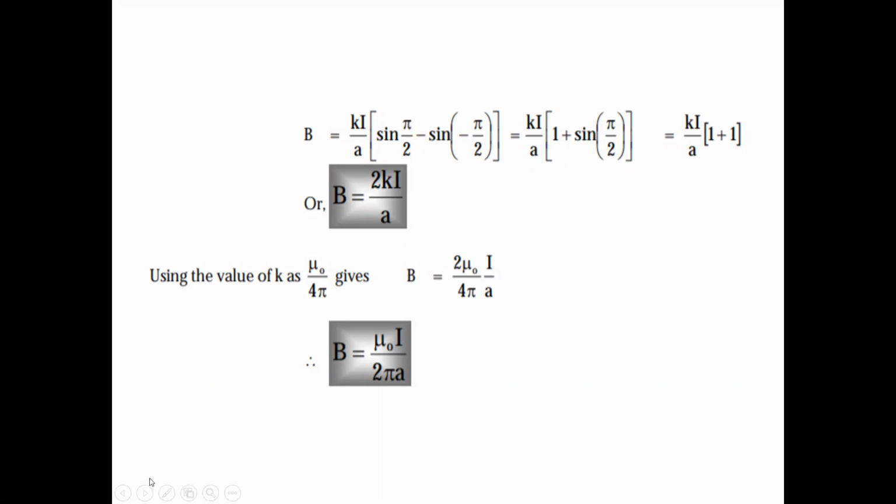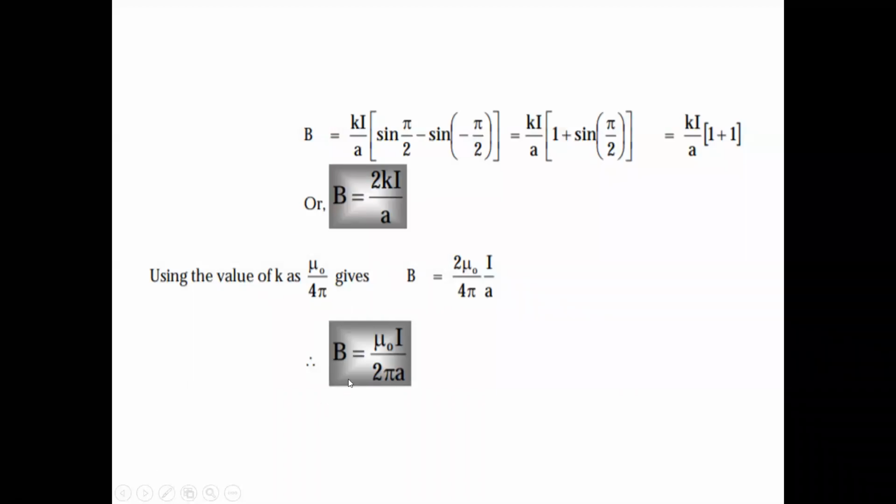In the next session, we will discuss the magnetic field intensity for different cases, that is for a coaxial cable, for a square loop, for a circular conductor, like that. These all belong to the applications of Biot-Savart's law.